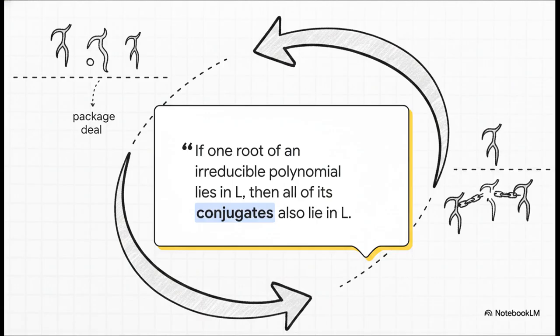As our source material puts it, if one root of an irreducible polynomial lies in L, then all of its conjugates also lie in L. This highlights the strict all-or-nothing requirement of normality that we have to satisfy. A normal extension demands that if you capture a single root, every single one of its conjugate roots must also be securely locked within that exact same field.